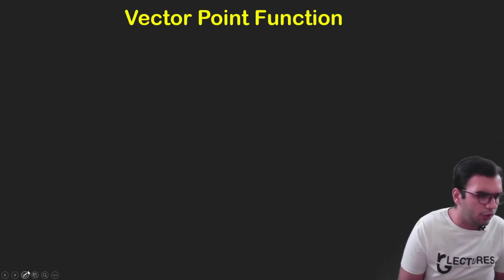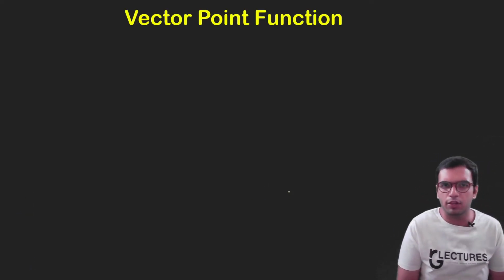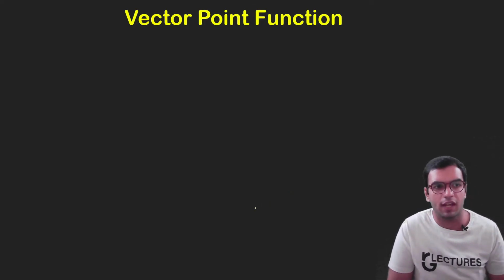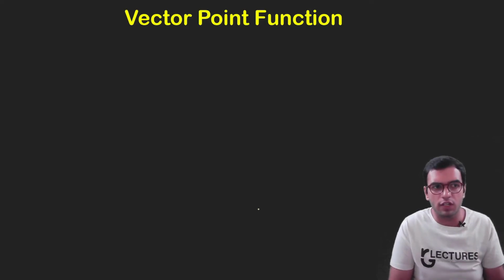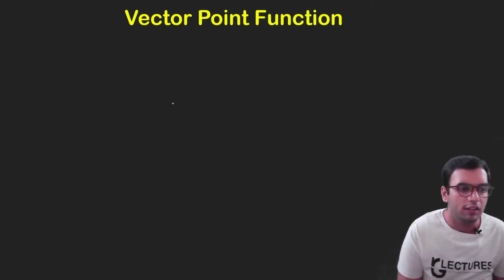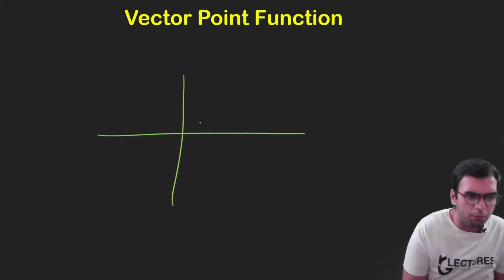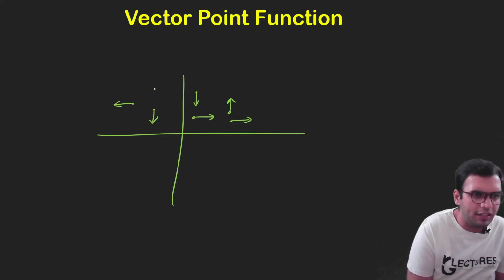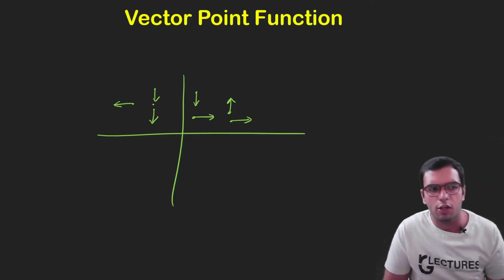Now let's talk about the vector point function. What is a vector point function? Any physical quantity which represents a vector, and if I have a function of that quantity, it will be a vector point function. That means at each and every point I will have a direction. And the region surrounded by that function will be referred to as my vector field.